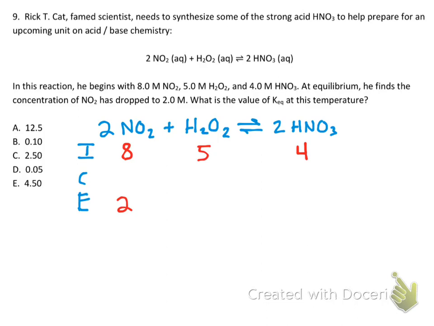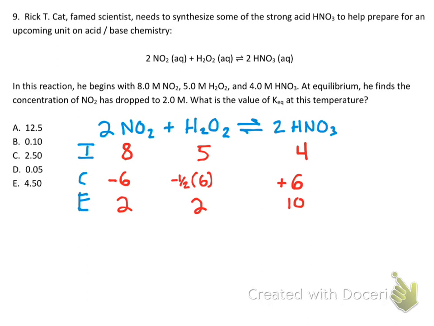So the change, if it went from 8 to 2, is negative 6. We can also see that for every 2 of these, we lose 1 H2O2. So it's going to be minus 1/2 of 6. And for every 2 of these, we gain 2 of these. So this is going to be plus, because we're losing from the reactant side, which means we must be gaining over here. And it's going to be an equal amount, plus 6. So our equilibrium amounts are, we've got 5 minus 3, which is 2. And we've got 4 plus 6, which is 10. Now we have our ICE table figured out.